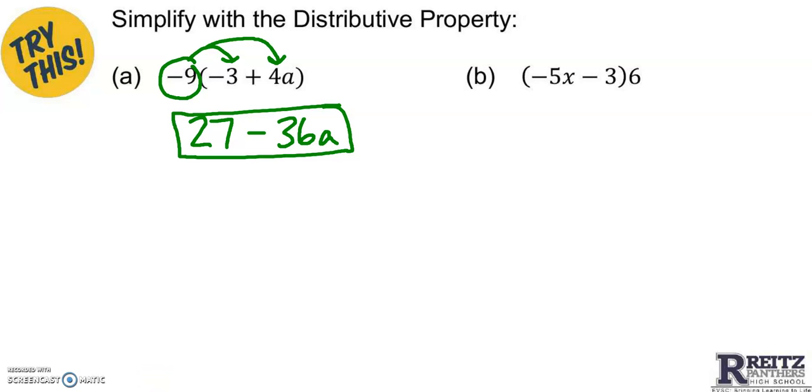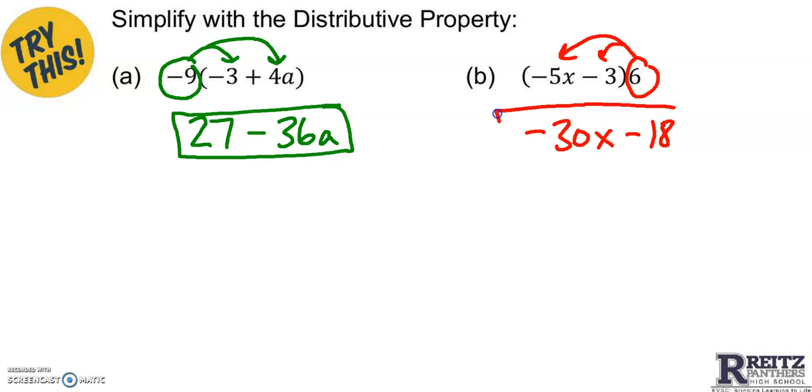What's different on B, Panthers? That's right, good job. The number we're distributing through here is on the right side, but Panthers, that property still works. If I need to multiply 6 by negative 5x minus 3, I'll simply multiply each term by 6. 6 times the negative 5x would make negative 30x. 6 times negative 3 would make negative 18. And I've got an answer like negative 30x minus 18.